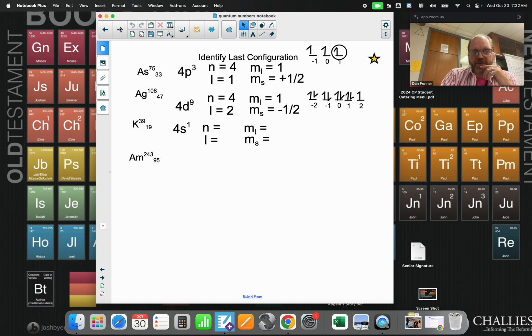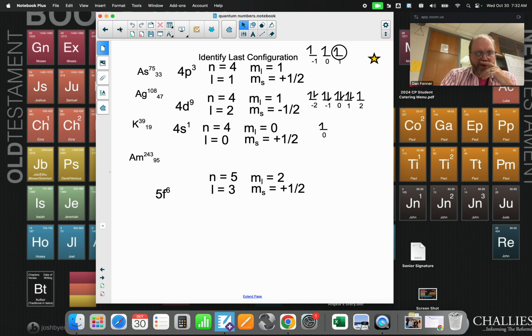All right, so potassium, 4s1. Go through that. Try that. 4, 0. Now, S is always easy because if you have L of 0, there's only one option. Only one option. One electron checks in. It's going to be 0, and it's +1/2. All right. Let's try the last one.